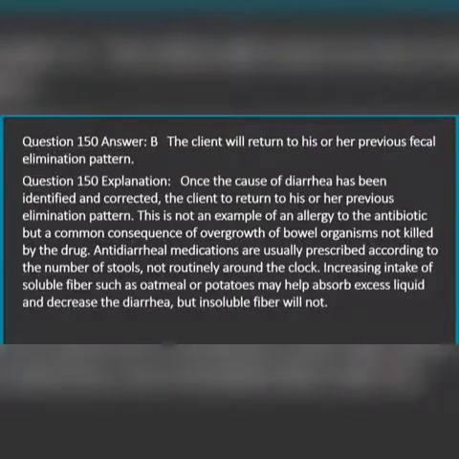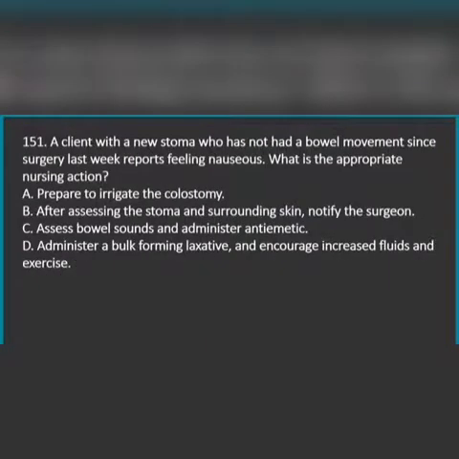Question 150. Explanation. Once the cause of diarrhea has been identified and corrected, the client will return to his or her previous elimination pattern. This is not an example of an allergy to the antibiotic but a common consequence of overgrowth of bowel organisms not killed by the drug. Antidiarrheal medications are usually prescribed according to the number of stools, not routinely around the clock. Increasing intake of soluble fiber such as oatmeal or potatoes may help absorb excess liquid and decrease the diarrhea, but insoluble fiber will not.